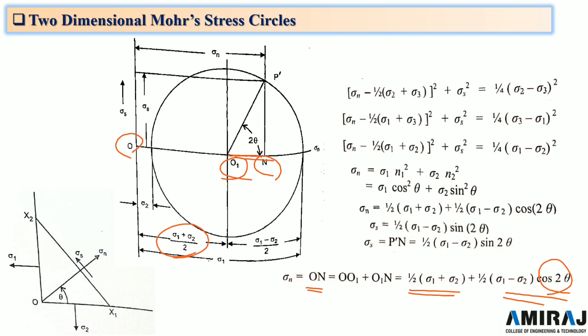So similarly, the other two-dimensional Mohr circles may be drawn corresponding to that equation, and they correspond to the case when the inclined planes are parallel to x2 and x3 respectively. So this is about the Mohr stress circle.